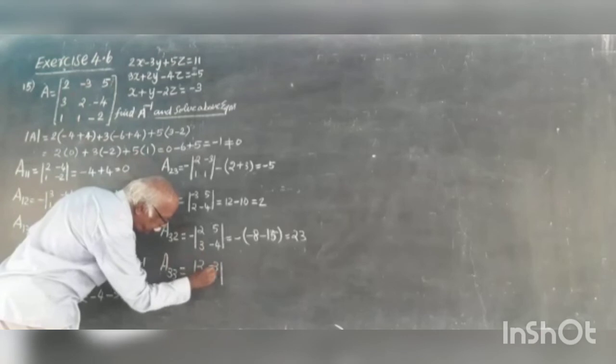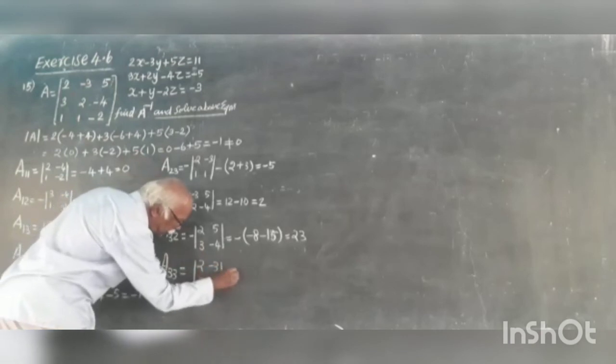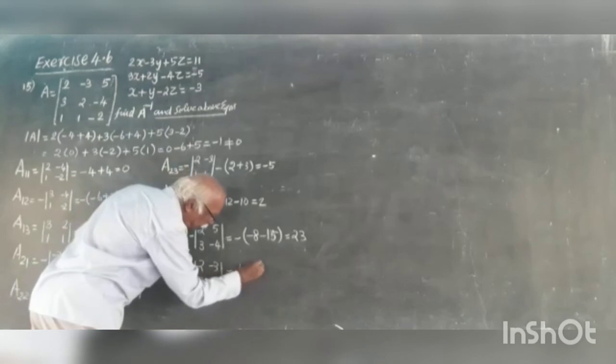Then A33. A33 is 2 minus 3 3 2, which is equal to 2 into 2, 4 minus 9 plus 9, is equal to 15. So we have found all the cofactors.